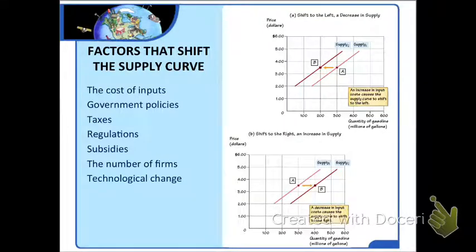Now, suppose that a process is invented that enables gasoline refineries to make twice as much gasoline from every barrel of crude oil as before, while using the same amount of all of their inputs. Then producing and selling any quantity of gasoline will become less costly and more profitable than before. As a result, at any given price, gasoline firms will want to produce and sell more, and the supply curve for gasoline will shift rightward, as we've seen.